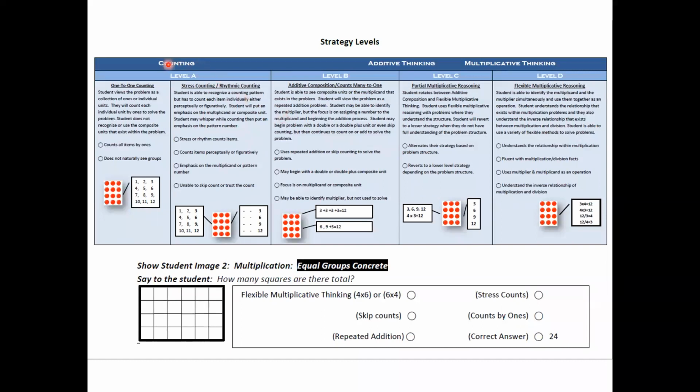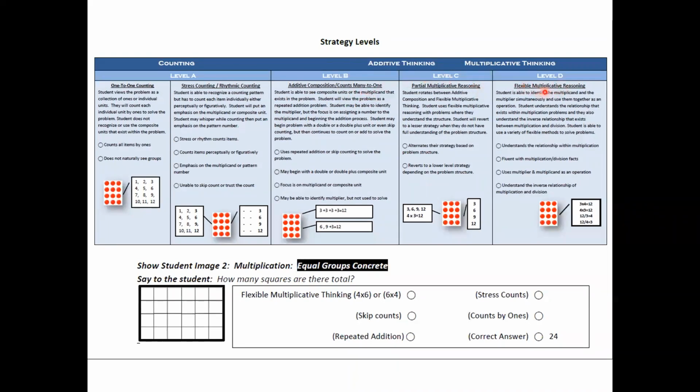But if you take a look at how it evolves, it starts off with counting, and level A represents some type of counting, right? Level B is additive composition and counts many to one, also known as repeated addition and skip counting. And remember, B has a lower part, which would be additive composition, and a higher part, counts many to one.